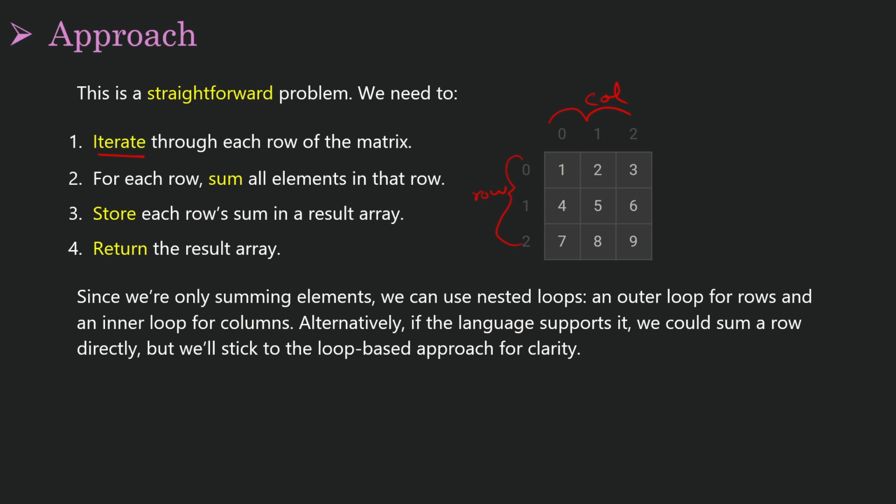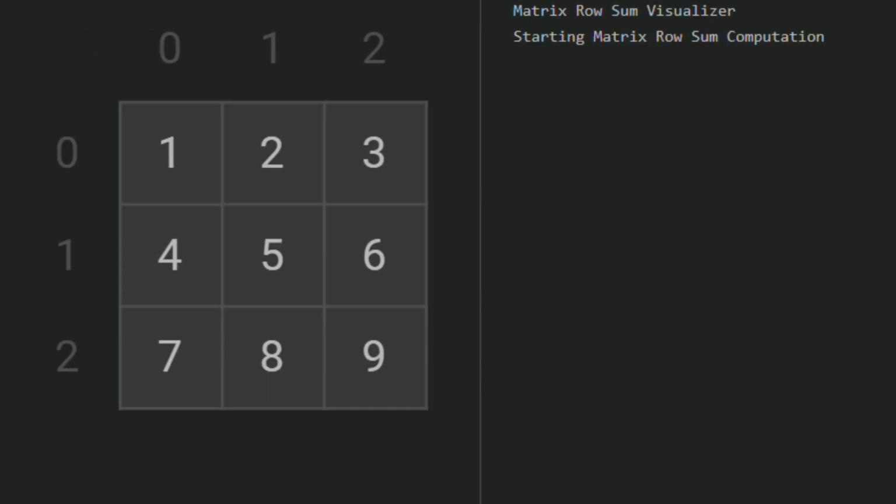an outer loop for rows and an inner loop for columns. Alternatively, if the language supports it, we could sum a row directly, but we'll stick to the loop-based approach for clarity. Imagine the matrix as a grid.